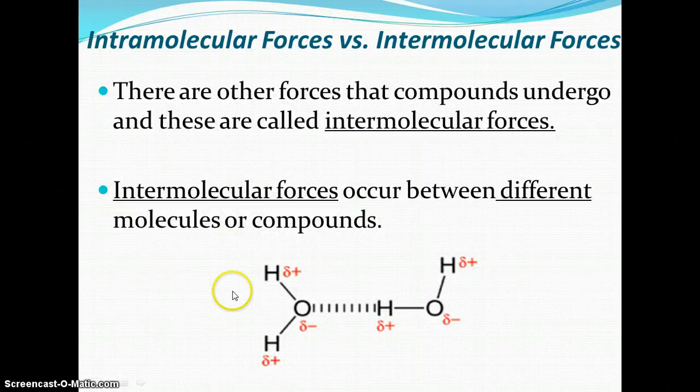So we have two water compounds here, one right here and one right here, and because part of the water is negative, like we see with the O, that's a negative sign, and part of the water is positive, they're going to interact or attract each other because opposites attract. So these are intermolecular forces. So they happen in two different compounds that are very close to each other.